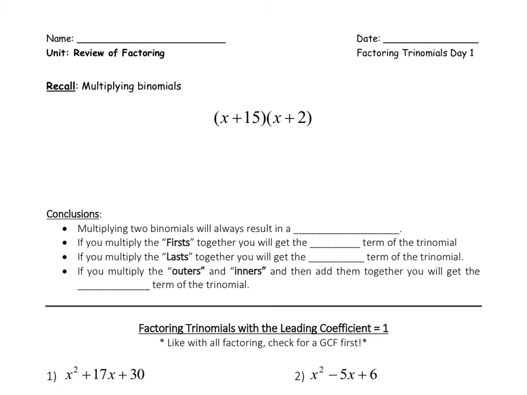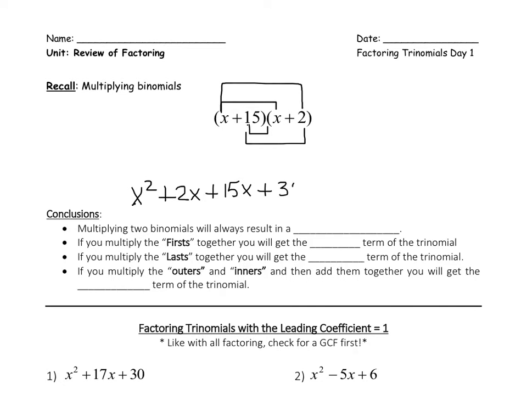You would multiply x times x, x times 2, 15 times x, and then 15 times 2. So let's go ahead and do that now. So we're going to multiply x times x, and we're going to write it down here because we're going to need some space. X squared. Now we're going to multiply x times 2. That'll give me 2x. Then we're going to multiply 15 times x, and we'll give that 15x. And then we're going to multiply 15 times 2, and that will be 30.